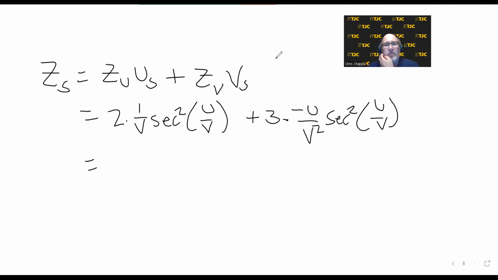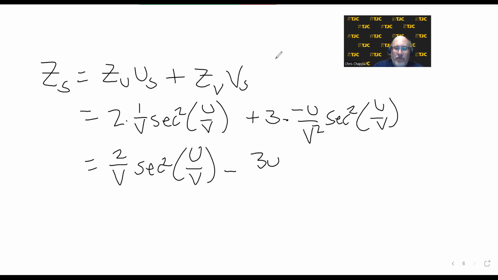Okay, I don't see a real clean way to write this, so we'll just mush it all together. 2 over v secant squared of u over v, minus 3u over v squared secant squared of u over v. Now, this is not a wrong answer, but I expect this answer to be in terms of s's and t's. So we would have to replace all the u's and v's with what they equal.